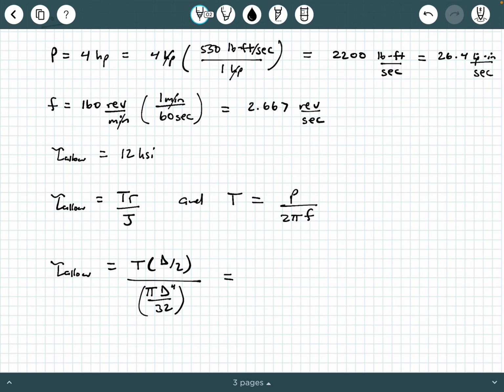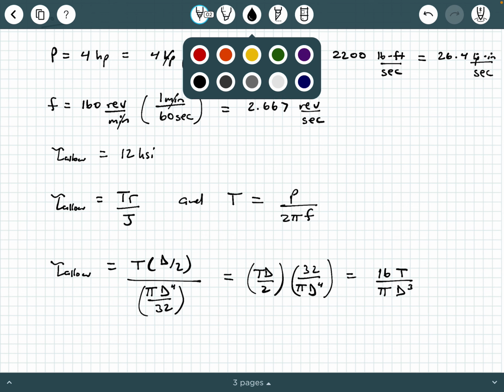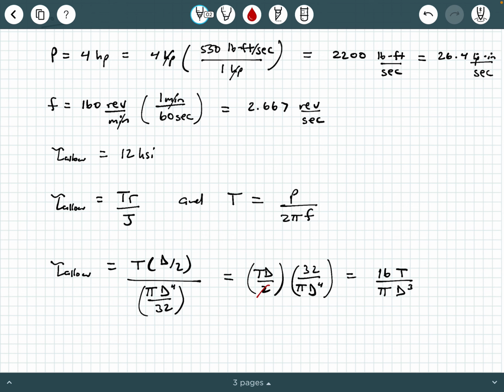And so we do some rearranging and we'll get TD over 2 multiplied by 32 over pi d to the fourth, and we can cancel some things, okay? And so this reduces down to 16t over pi d cubed. And it reduces because, you know, the 2 cancels and the 32 becomes a 16. This d cancels and this d to the fourth becomes d cubed, okay?